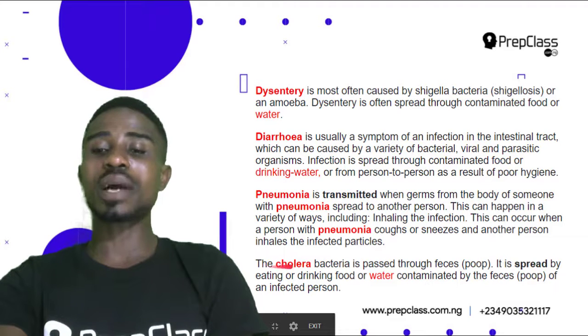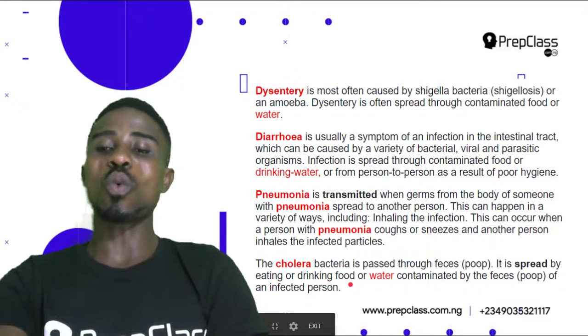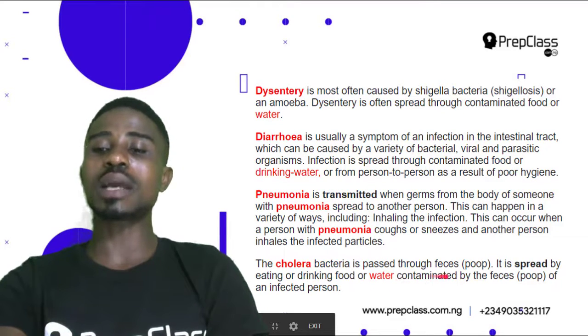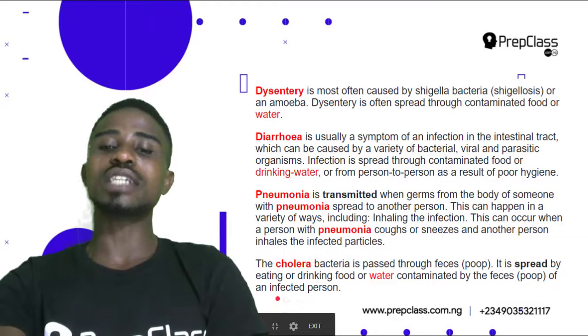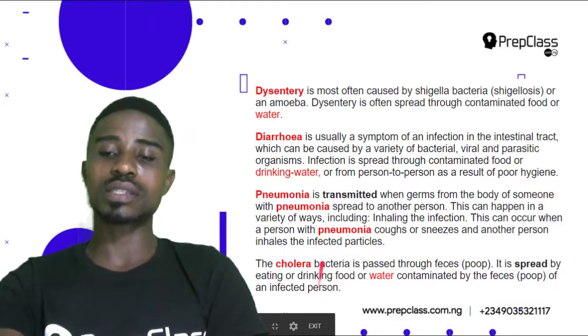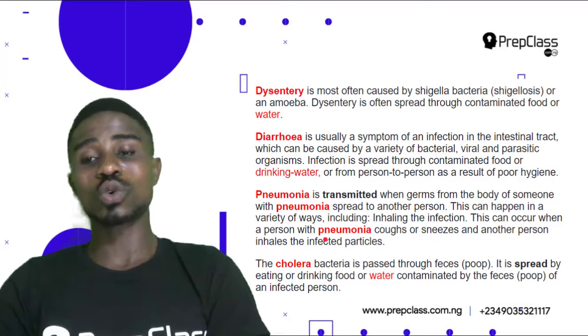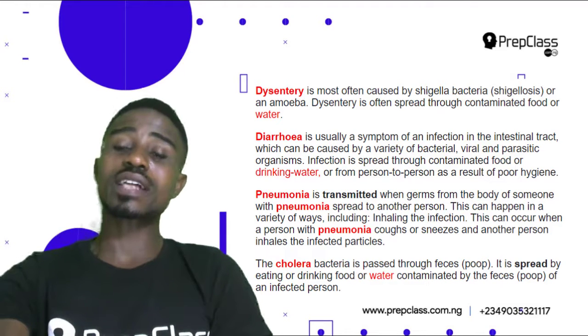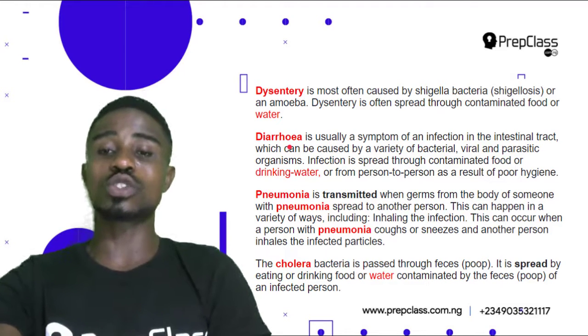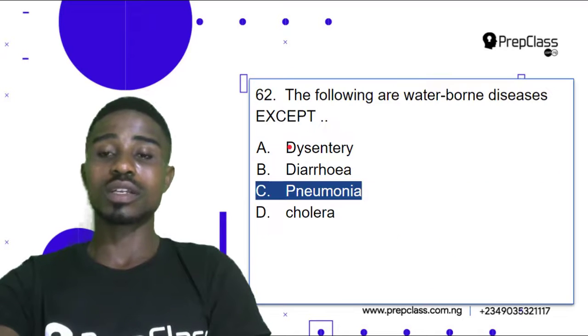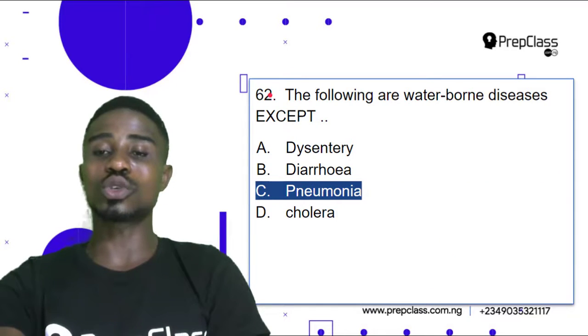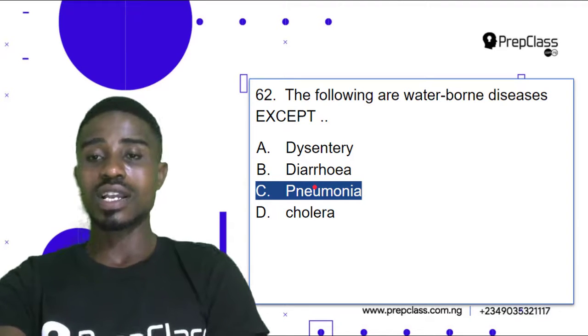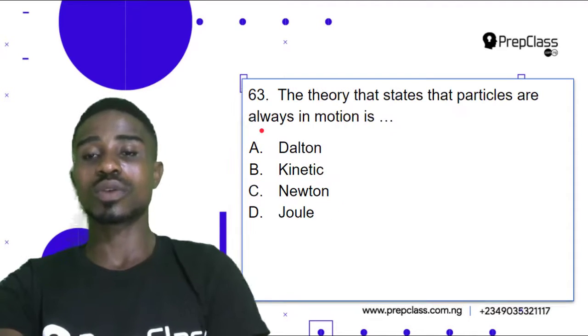Cholera. The cholera bacteria is passed through feces. It is spread by eating or drinking food or water contaminated by the feces of an infected person. So cholera is also a waterborne disease. So our correct answer to this question, question 62, is pneumonia. Let's check it out. Question 62, option C, pneumonia, is our correct answer. Let's look at the next question.